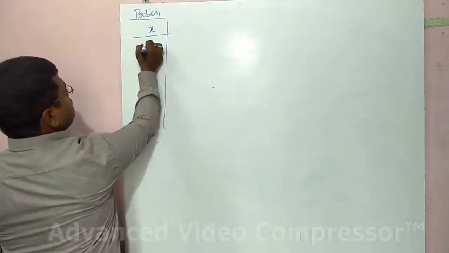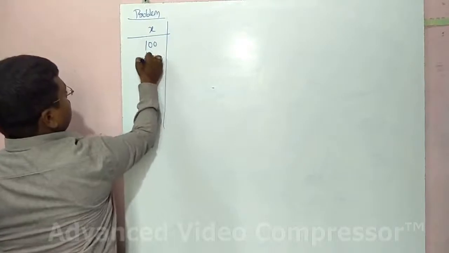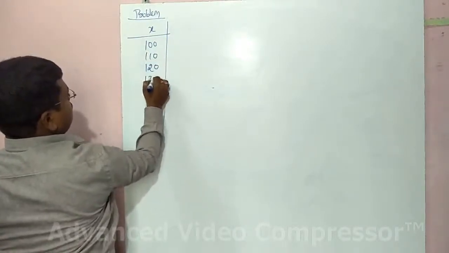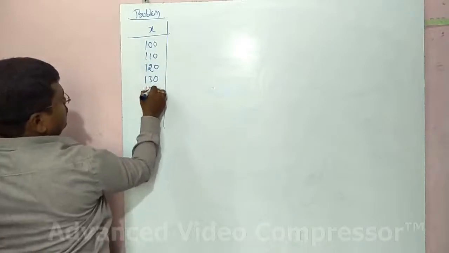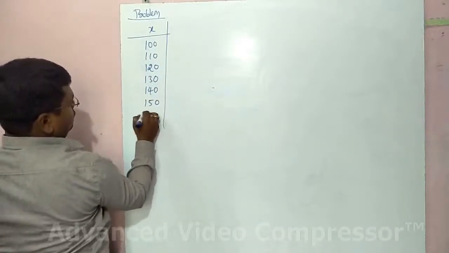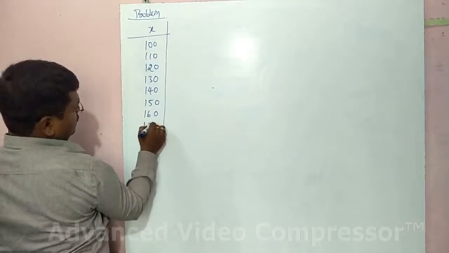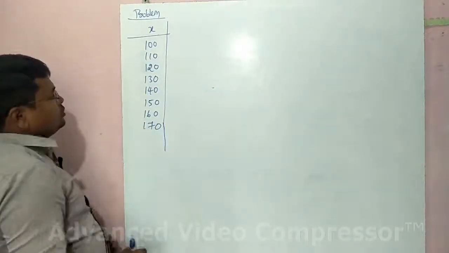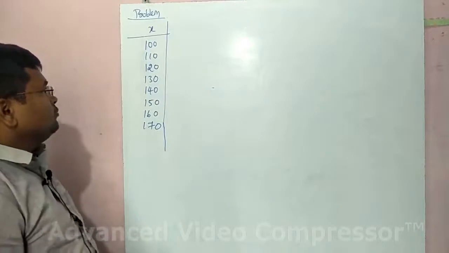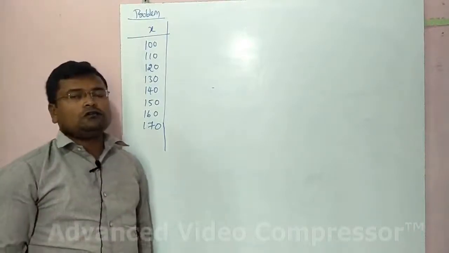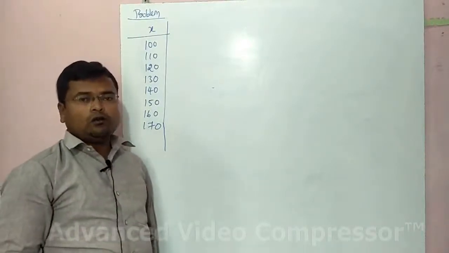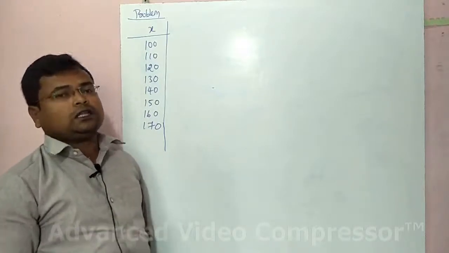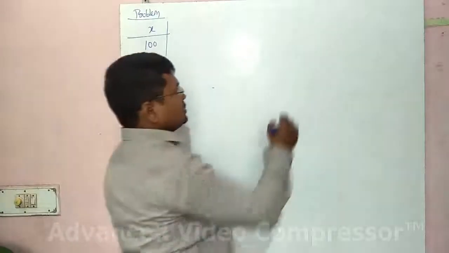So the problem is like this: 100, 110, 130, 120, 130, 140, 150, 160, and 170. This is the given problem, and now we have to calculate the arithmetic mean by applying all three methods. Let us take up the first method.